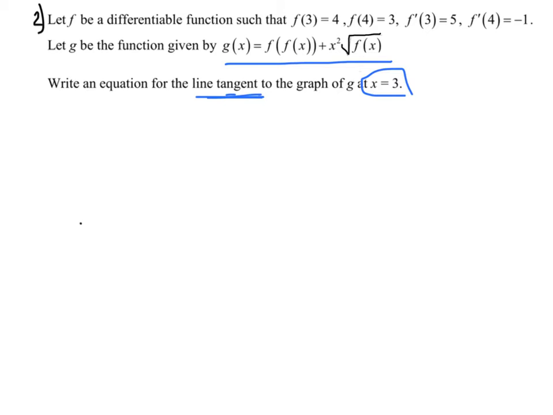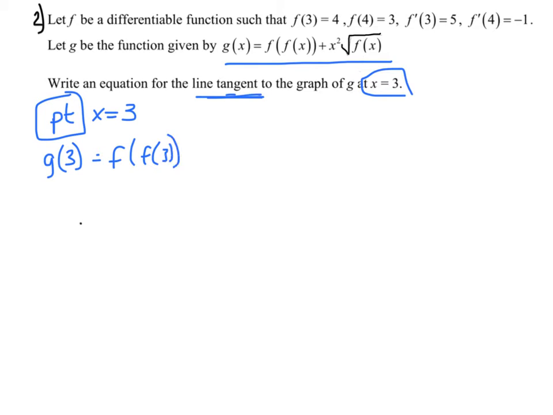So we know whenever we're asked to write the equation of a line, we need two things. We need the point, and we're going to need the slope. Okay, so I'm going to work with the point first. So we already have x equals 3, and we have our function, g of x, and so in order to get my y value, I plug in 3 into my original g function. So that would be f of 3 plus 3 squared, which is 9, times the square root of f of 3.